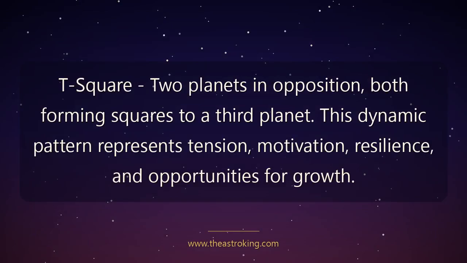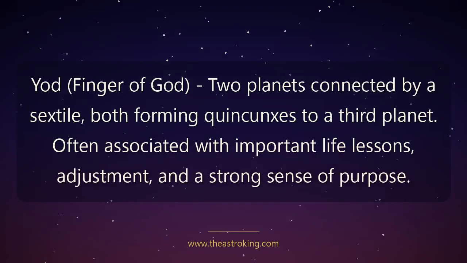T-square: 2 planets in opposition, both forming squares to a third planet. This dynamic pattern represents tension, motivation, resilience, and opportunities for growth. Yod, the Finger of God: 2 planets connected by a sextile, both forming quincunxes to a third planet, often associated with important life lessons, adjustment, and a strong sense of purpose.